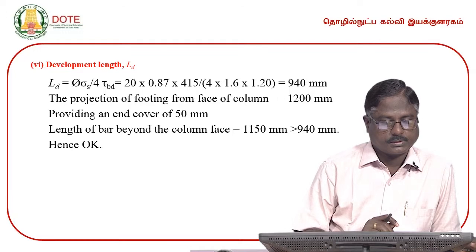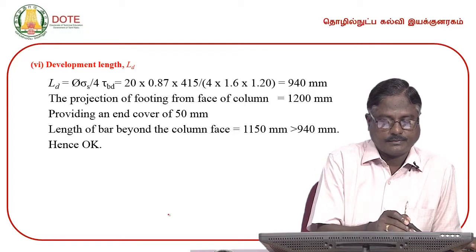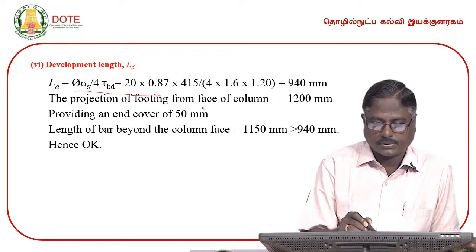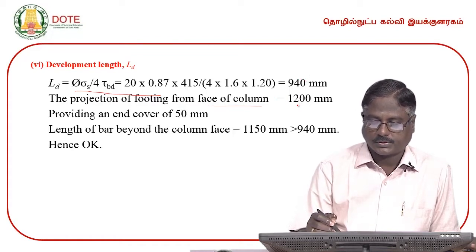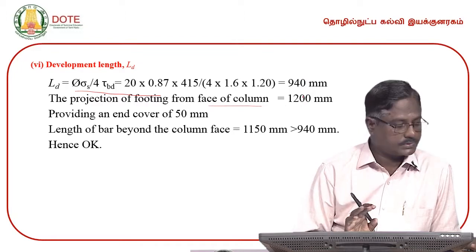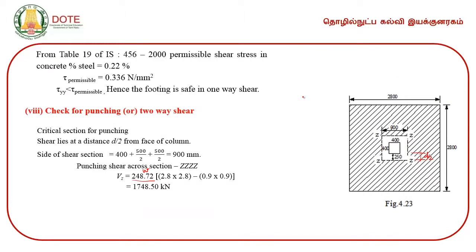So, the first check is development length. For that, find the development length by using this expression. Check or find the projected length from the face of the column. If the development length is within the projected length of the column, then the development length check is over. And check for one way shear: calculate the shear in the hatched area and calculate the shear stress. Check the shear stress against the permissible shear stress, and if the actual or nominal shear stress is less than the permissible shear stress as per table 19, then the footing is safe in one way shear.